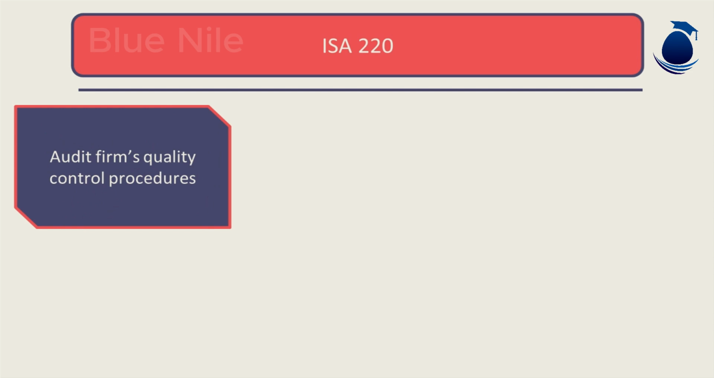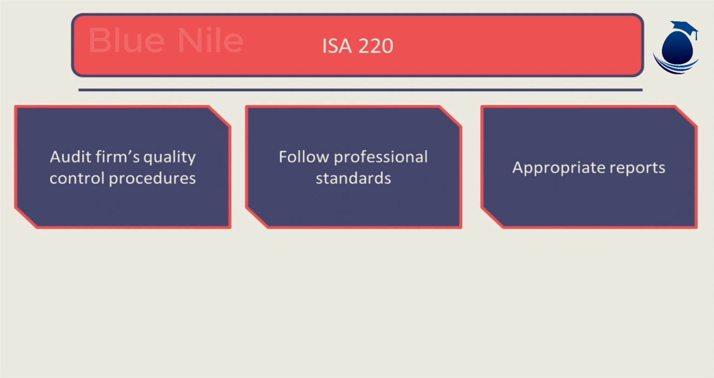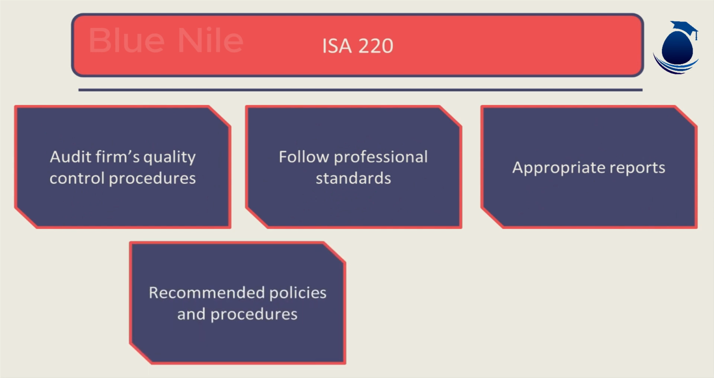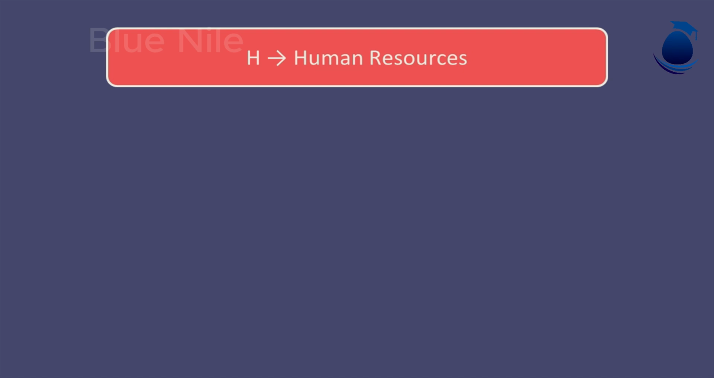An audit firm has an obligation to ensure they follow professional standards, and that their reports are appropriate for the client's requirements. For this to happen, the standard gives a recommended set of policies and procedures that should be carried out. To help remember the key policies and procedures from the standard, you could use HEARME. The H is for human resources.